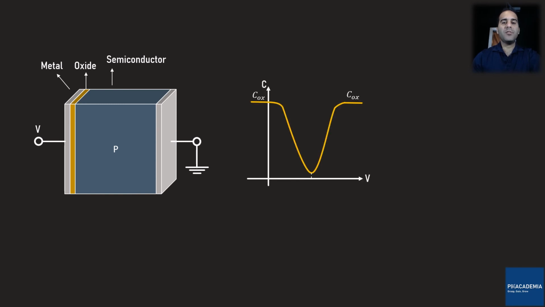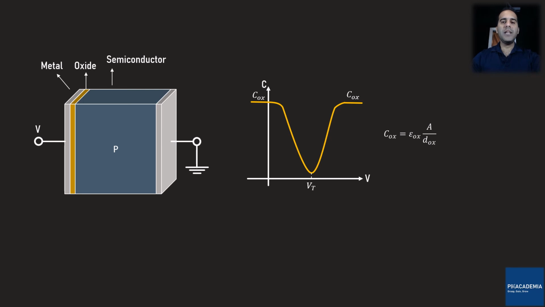This diagram demonstrates the capacitance versus voltage applied. As you can see, for negative voltages, the capacitance equals C oxide. C oxide equals epsilon oxide times the oxide layer area divided by the oxide layer thickness. By increasing the voltage positively, the capacitance reduces until we get to the threshold voltage, VT. After that, the capacitance increases again and it saturates at C oxide.